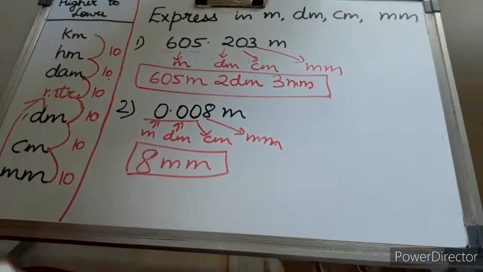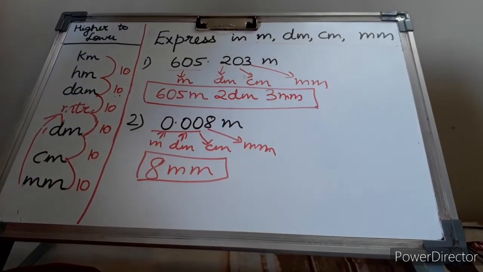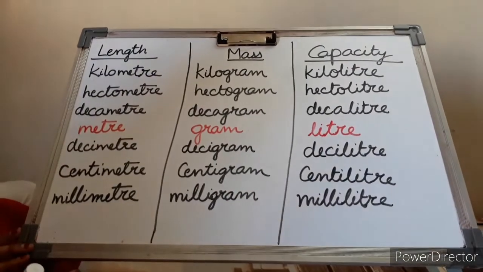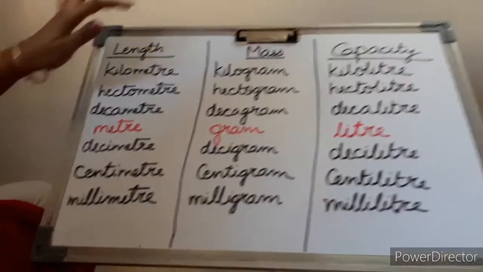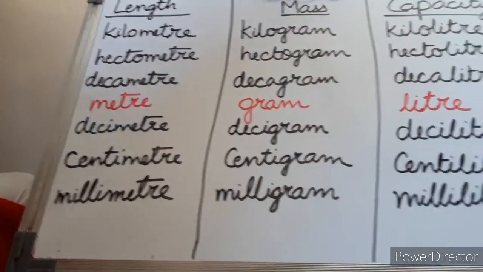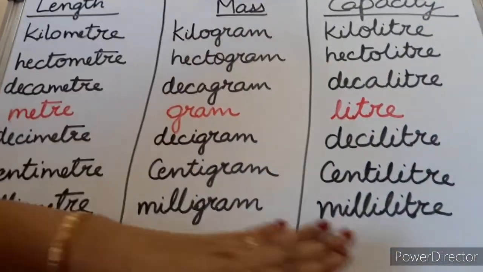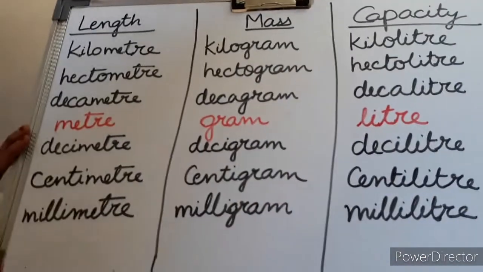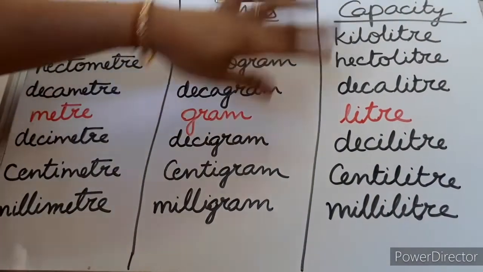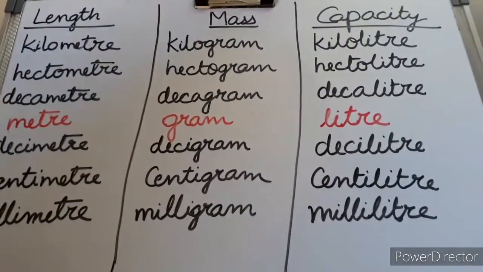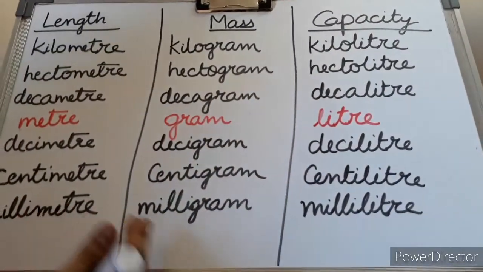Very easy. So again we will see what we can do for mass and capacity. See, the prefix is the same for all of length, mass and capacity. That means the same principle of conversion is used for units of measurement of mass and capacity. The only difference is in the standard unit: for length it is meter, for mass it is gram, for capacity it is liter. Now you can see all the prefixes are the same. Only the name differs. The basic principle is the same.